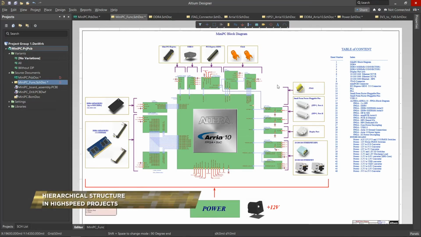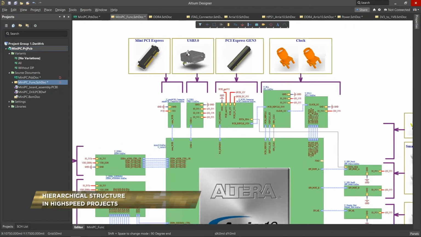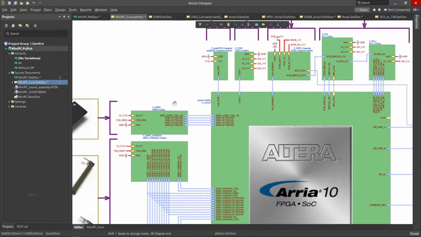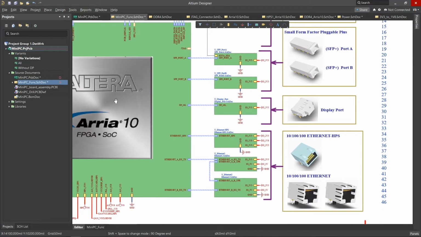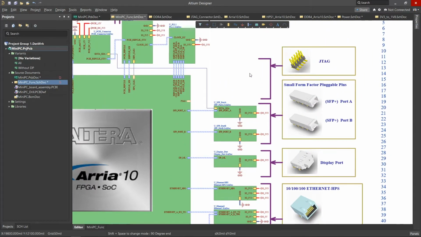High-speed projects tend to have a large number of components and connections. When planning these kinds of projects, it is critical to consider the structure and organization of the schematic sheets. A well-organized schematic structure will increase its readability and make it easier to work with.